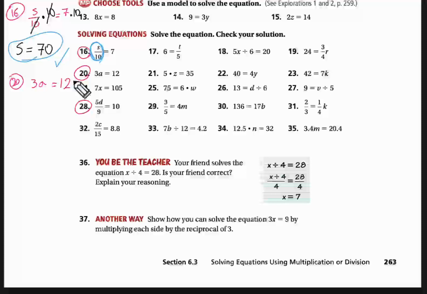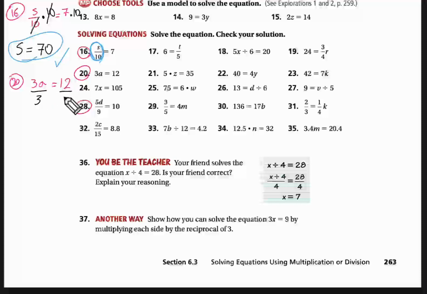Okay, Rida. In this one, 3a equals 12. What should we do? Number 20. Look at my screen. Do you see my screen? Yes, I see it. Okay, this is the question that we are solving now. Okay, first, we will make division. Divide by 3. Okay, we should divide both sides by 3.